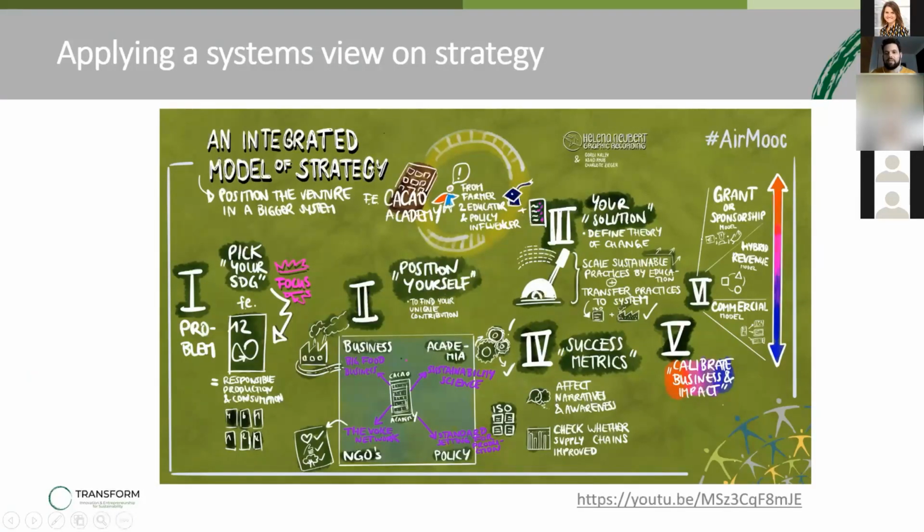And this last bit is not that much in the focus of what we're focusing on in Transform. It was much more in the focus of the original Accelerating Investment Readiness MOOC. The question is, how would you get to your finance? How would you finance your organization? Is it more of a grant model? Is it hybrid revenue? Is it a commercial model? Is it two models at the same time?